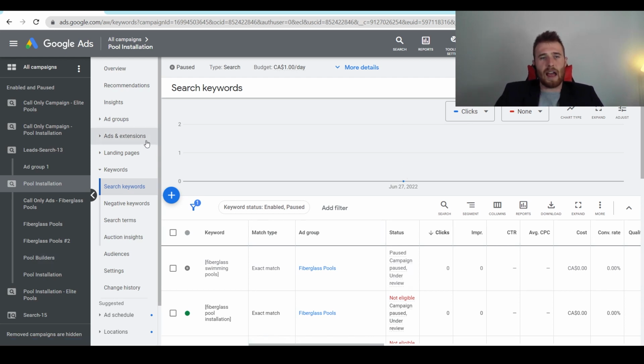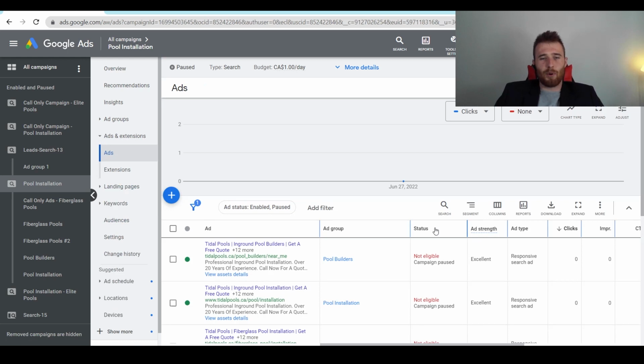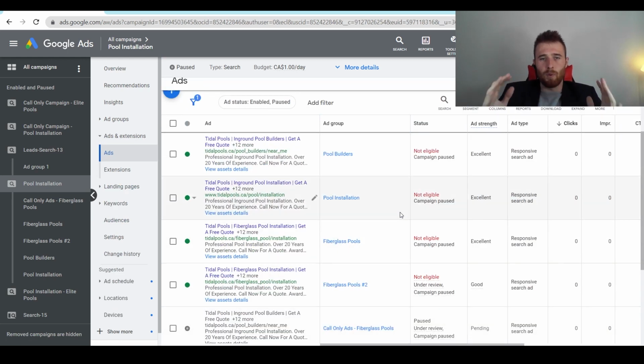Now, moving on to ads. Ads are very important and often overlooked. A lot of people will just set one ad. They won't even fill in all their headlines. They'll put one or two descriptions and they're just like, yep, send all of our keyword traffic to just this one ad and it'll be fine. Turns out it's not fine.